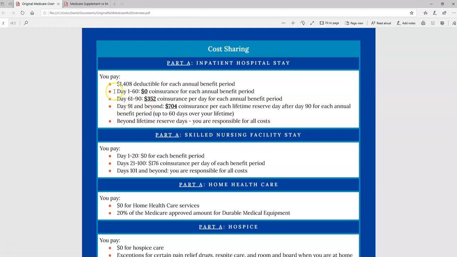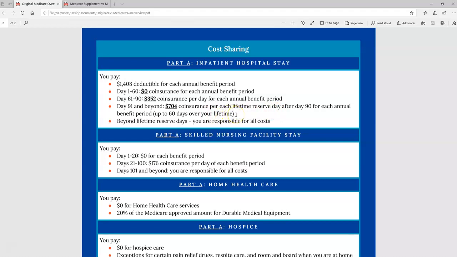After that deductible is paid, for day 1 through 60 that you're in the hospital, you're responsible for just a $0 coinsurance, so you're not paying anything out of pocket for each annual benefit period. So the first 60 days in the hospital, you are fully covered. Days 61 through 90, however, that changes pretty dramatically. It goes up to $352 coinsurance per day for each annual benefit period. And then days 91 and beyond, you're up to $704 coinsurance per each lifetime reserve day after day 90 for each annual benefit period. And you only have up to 60 days of these reserve days over your entire lifetime.